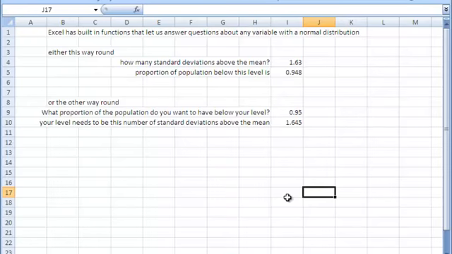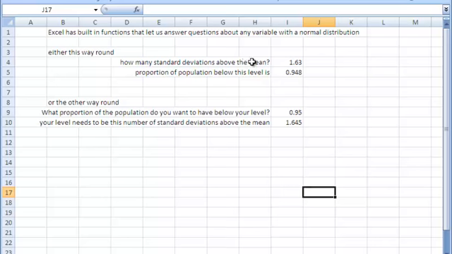This spreadsheet shows you the simple functions that Excel has built into it to deal with the normal distribution, which is much more flexible than using old-fashioned tables. There are two main questions you can ask about the normal distribution. One is this way round.